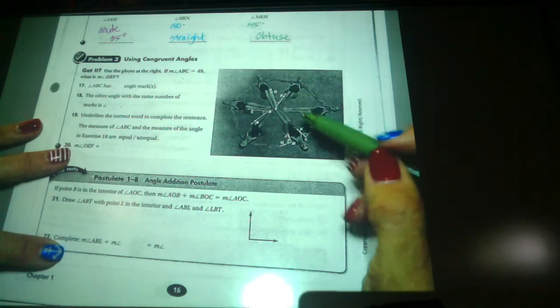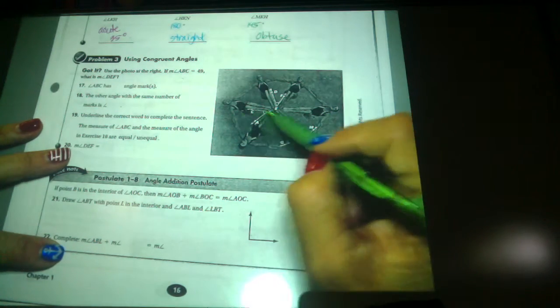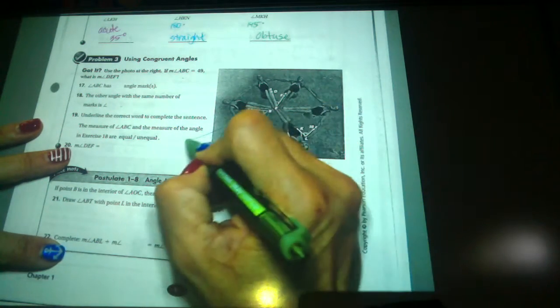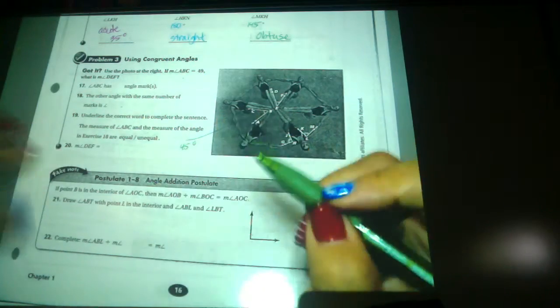Then they give me a picture. Looks like synchronized swimming. ABC is 49 degrees. So they put little angles in there. ABC. Oh, here it's ABC. So that angle there is 49 degrees.